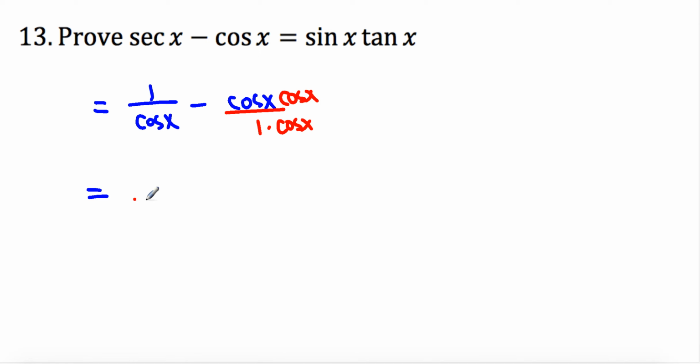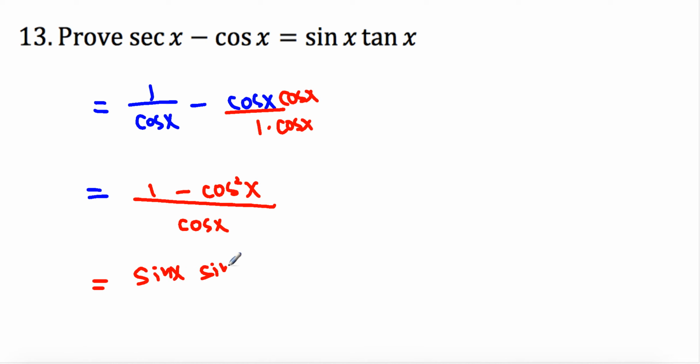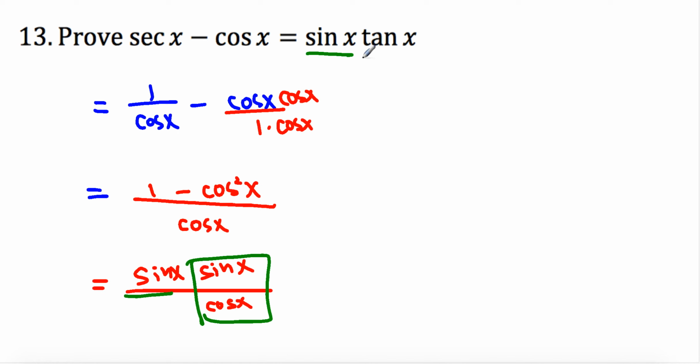Then we end up getting denominator is cosine of x. Numerator becomes 1 minus cosine square of x. But what is 1 minus cosine square? That's equal to sine square. So why don't I write down sine square as sine x times sine x divided by cosine of x. Then you can see that here sine matches, but sine over cosine is equal to tangent, so we get to realize that sine of x times tangent of x becomes our final answer.